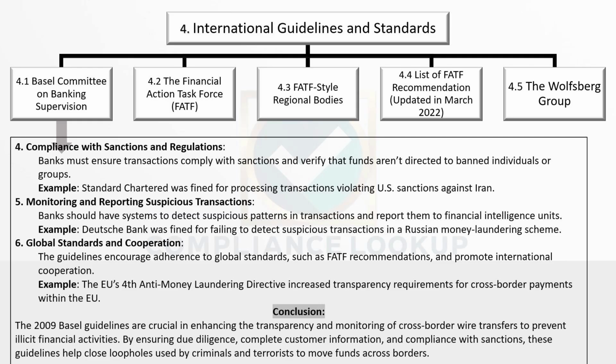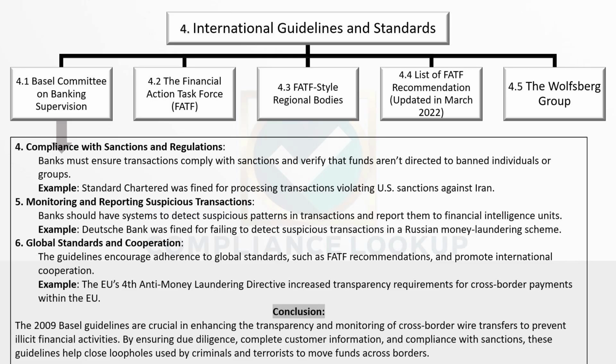6. Global standards and cooperation. Principle: the guidelines also encourage global cooperation and adherence to international standards for transparency and due diligence in cross-border wire transfers. This includes aligning with FATF recommendations and UN Security Council resolutions. Details: countries and financial institutions must adhere to international standards for combating money laundering and terrorism financing and work together to prevent illicit financial flows.